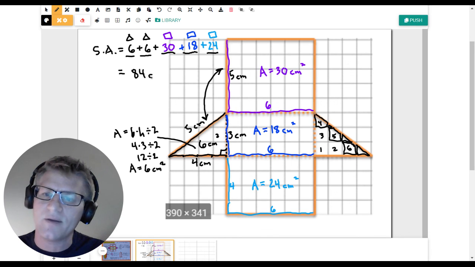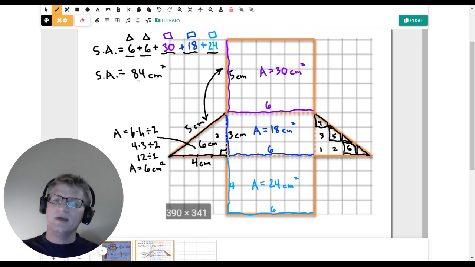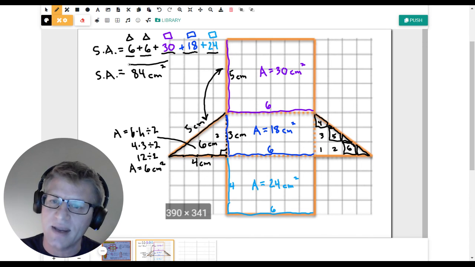You guys thought I have to count on my hands? Sometimes I count on my hands. I think it's okay. Still pretty fast with mental math, even though I like counting on my fingers. All right. That's why we have fingers, man, just so we can count. Surface area of this thing equals 84 centimeters squared.